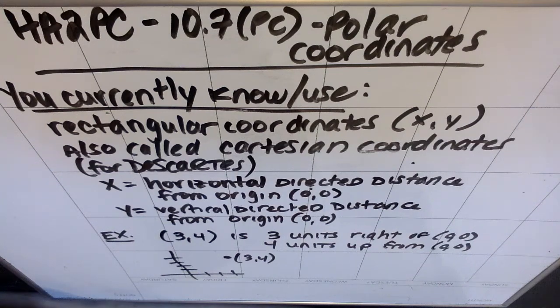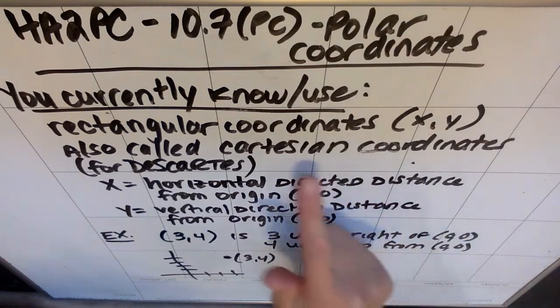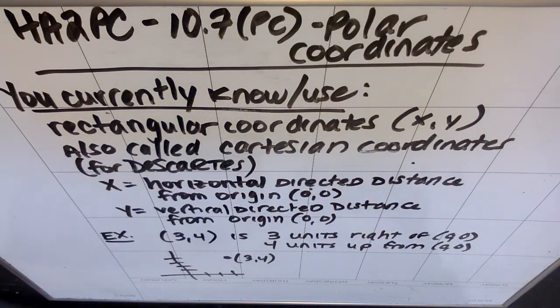Honors Algebra 2 Pre-Calculus. We're doing 10.7 in Pre-Calc, which is polar coordinates. So you currently know and use what we call rectangular coordinates, x comma y. You'll also hear these called Cartesian coordinates after Descartes.